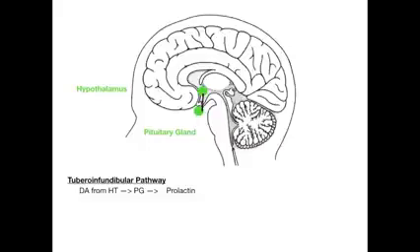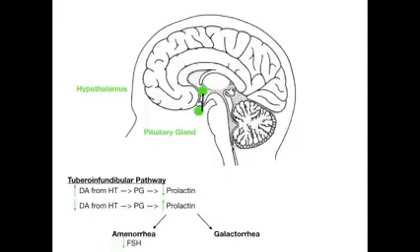Now, something that's extremely high yield for USMLE and COMLEX is to understand the relationship between dopamine and prolactin. And this is an inverse relationship. So increased levels of dopamine from the hypothalamus will cause decreased levels of prolactin, and consequently, decreased levels of dopamine will cause increased levels of prolactin. And increased levels of prolactin do two things. They cause galactorrhea and amenorrhea. The relationship, this is also high yield, the relationship between prolactin and FSH is also inverse.